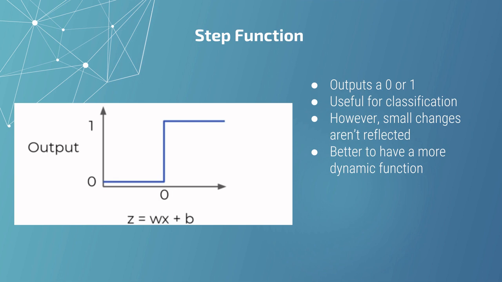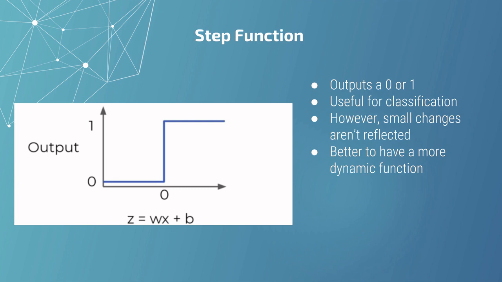First is the step function. The graph is literally shaped like a step. So the step function only outputs a 0 or a 1, which makes it useful for classification. For example, if you want to classify fruit into apples or oranges, or if you want to classify a phone into Android or Apple, we all know that it's going to be Huawei.